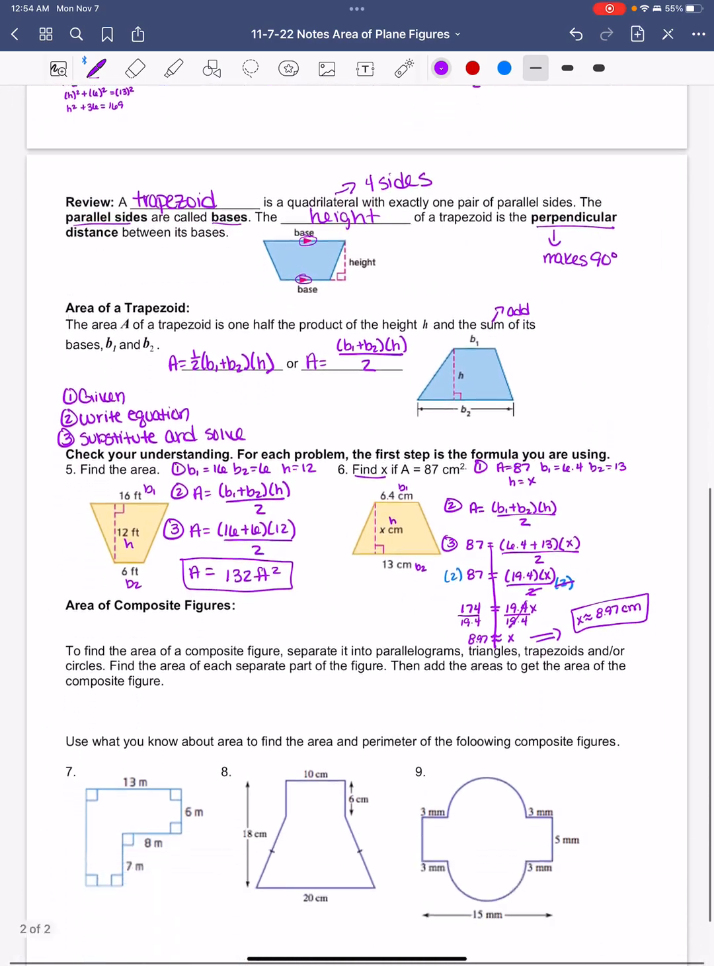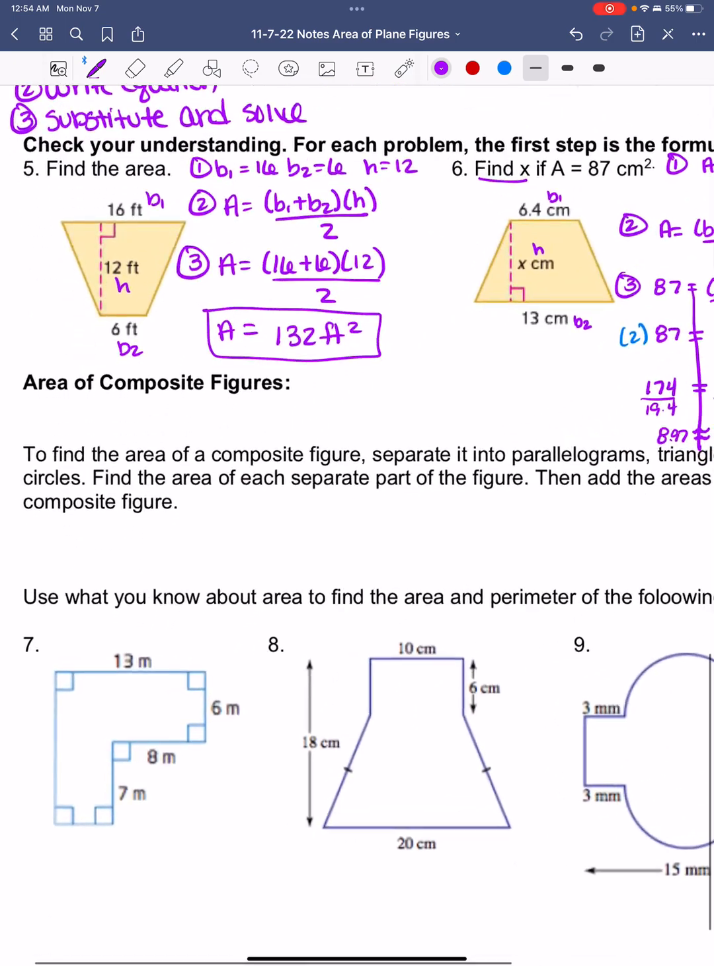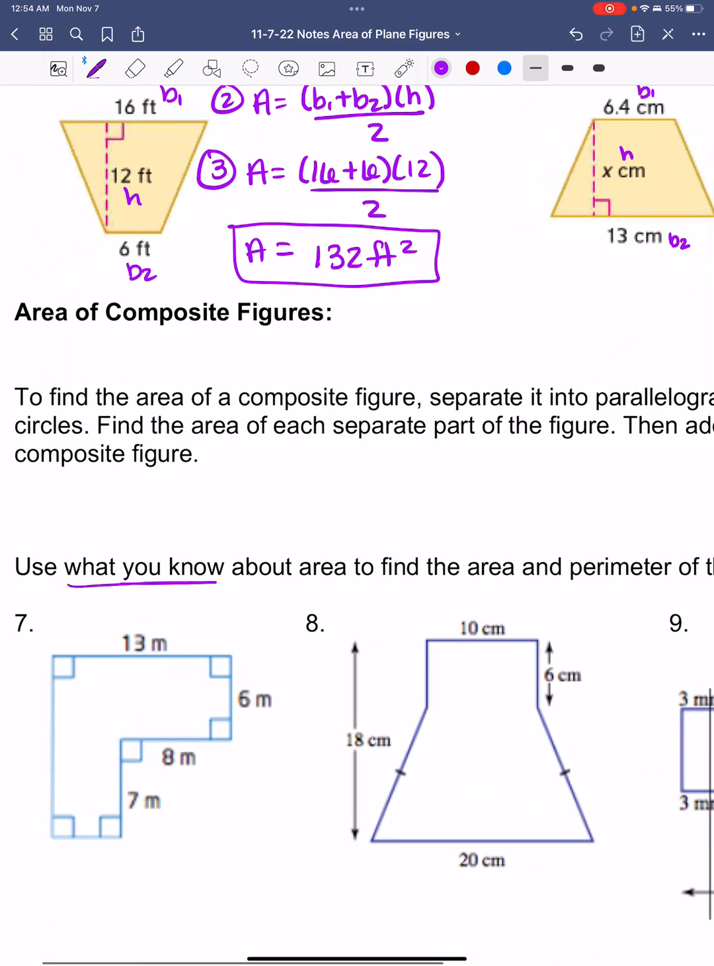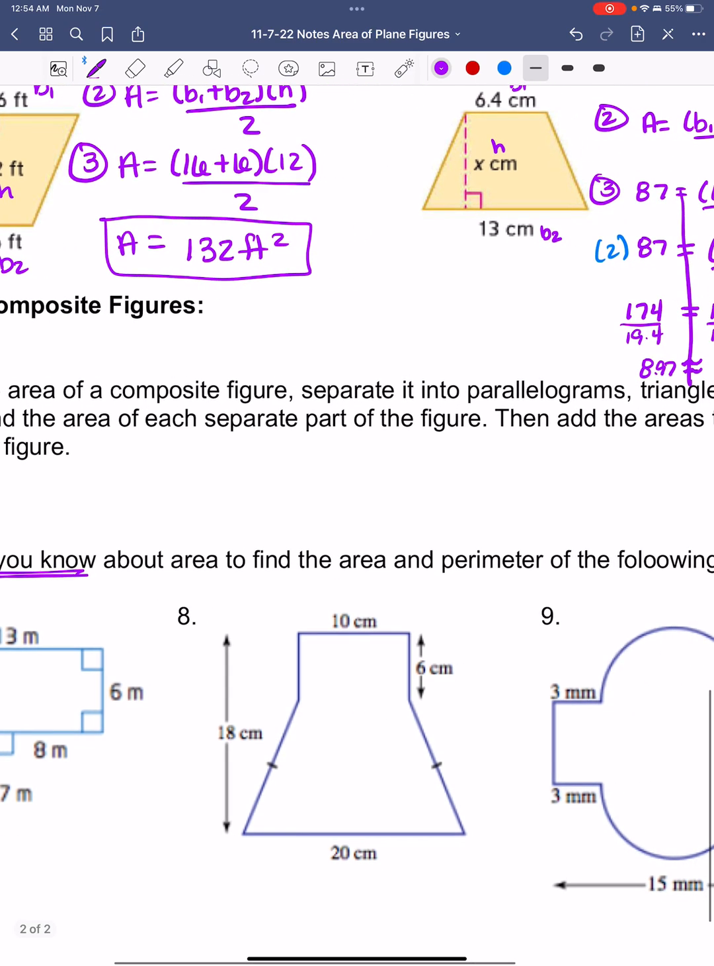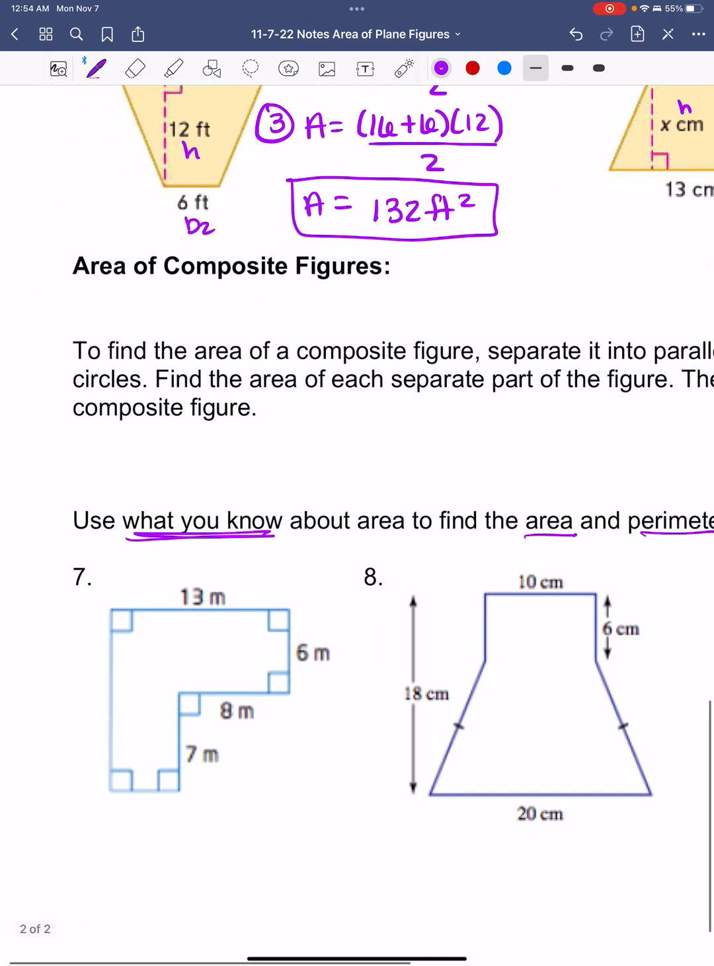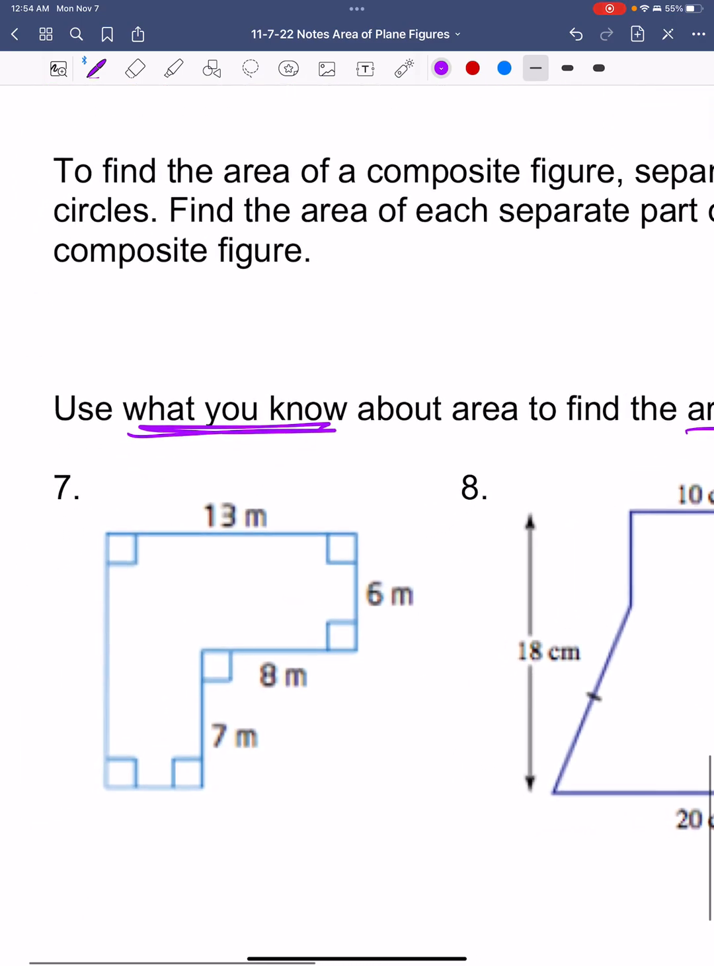Now, we're on the last part of our notes. On this one, it says use what you know to find the area and perimeter. Again, we need to use what we know. Number 7, I don't know what type of figure that is. So I'm going to break it up into figures I know. This is going to be the first thing I do because I know all rectangles have opposite sides that are the same. So I know that this is automatically going to be a 7.